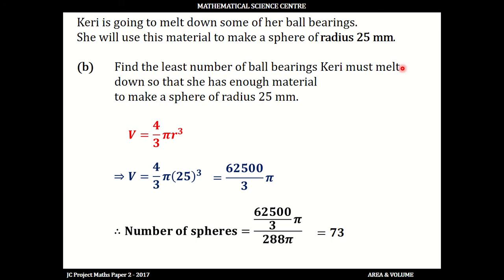Okay, and then we're told Kerry has 350. What answer did you get? Right, so the top part we've got 62500 over 3. And you don't need to put it to pi, because what would happen to pi at top and bottom? They cancel. You can ignore the pi.